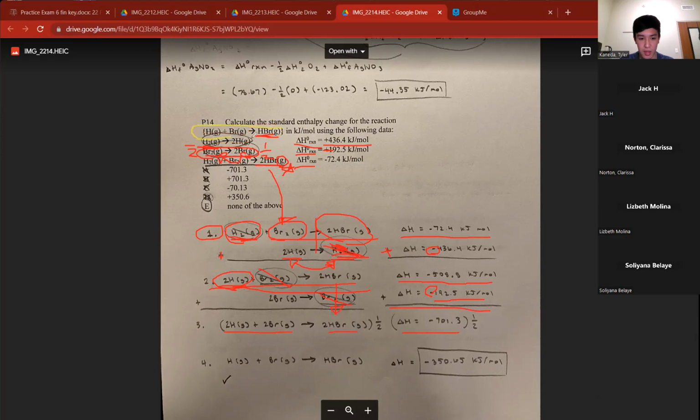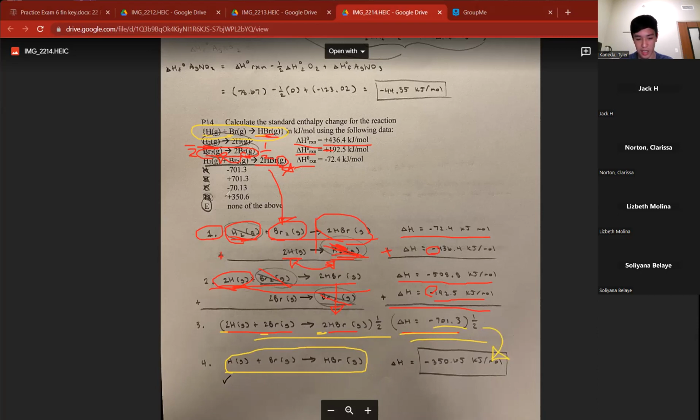The only thing that's off is the subscripts. I can see that all of these have a coefficient of 2, and the coefficient of the target equation is just 1. So all I have to do is divide this whole equation by 2, and do the same thing for the enthalpy, because whatever you do to the chemical equation, you have to do the same to the enthalpy. Then you end up with the target equation, and after you divide by 2, you end up with your answer: negative 350.65 kilojoules per mole.